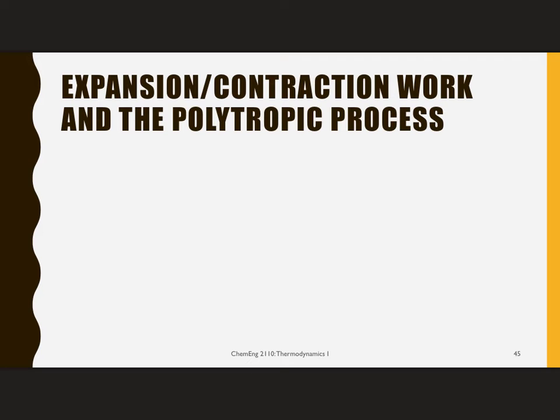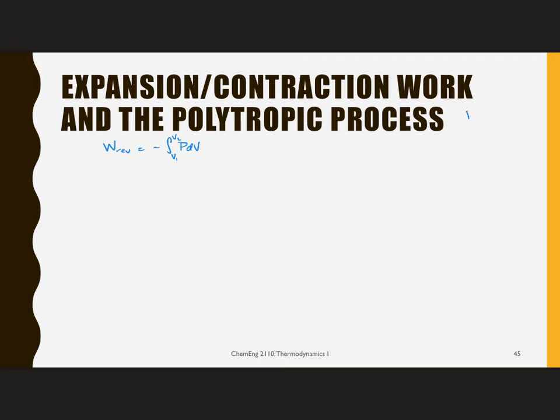Let's now use this concept to do expansion and contraction work of a polytropic process. Expansion and contraction work are those cases where I have a closed system. And in that case, the reversible work is equal to the negative integral of P dV from V1 to V2.